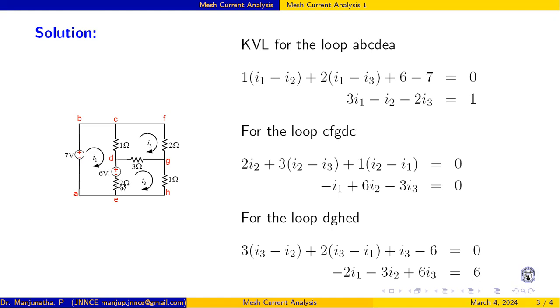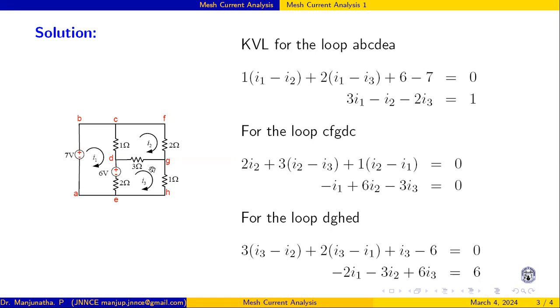Next, there is a 2 ohm resistor. Again, I1 and, sorry, here it is I3, so I1 minus I3. When it comes to this, it reaches the positive terminal of the battery, so I have written 6 volts. And again it comes to the negative terminal of the battery, minus 7 volts. I will simplify here: 1 I1, 2 I1, that is 3 I1, minus I2, minus 2 I3, equals 6 minus 7, which is minus 1. I take the minus 1 to the right side here.